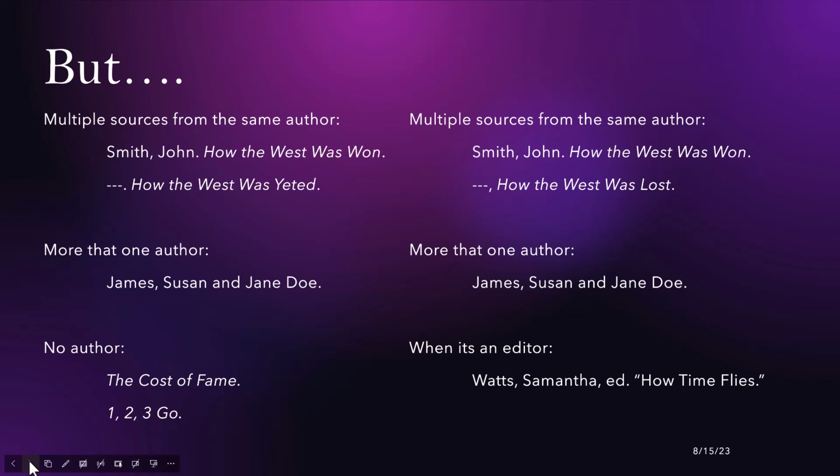So, in the example above, if one of our sources is entitled The Cost of Fame, we would alphabetize it by the word cost. And if the title begins with a number, we alphabetize it according to how the number would be spelled out. In this case, the title 1, 2, 3, Go would be alphabetized by the letter O, because the word for the number 1 begins with the letter O.